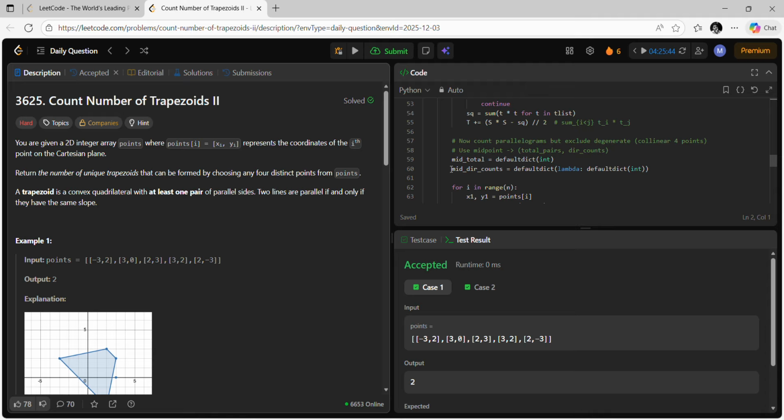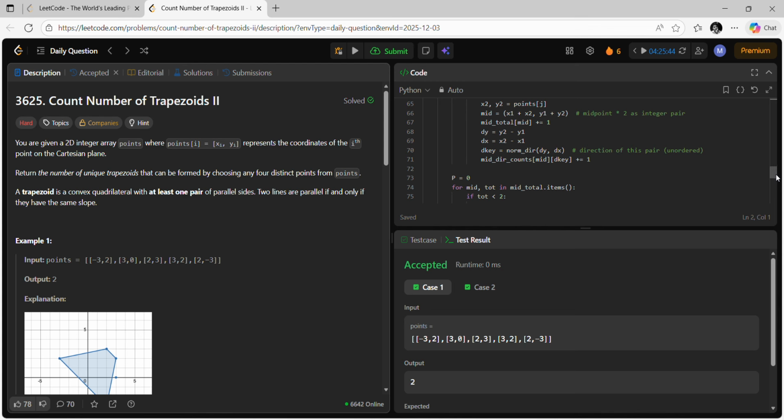In mid total, we count how many unordered point pairs share the same midpoint. Mid dir counts how many of those pairs have the same direction key. Okay, and why pair by midpoint? In a parallelogram the diagonals bisect each other, so both unordered pairs forming the diagonals share the same midpoint. Counting pairs of pairs with the same midpoint gives the total parallelogram candidates. We then remove degenerate cases where both pairs are collinear, which would be for more collinear points, not a parallelogram. So line number 62 to what?